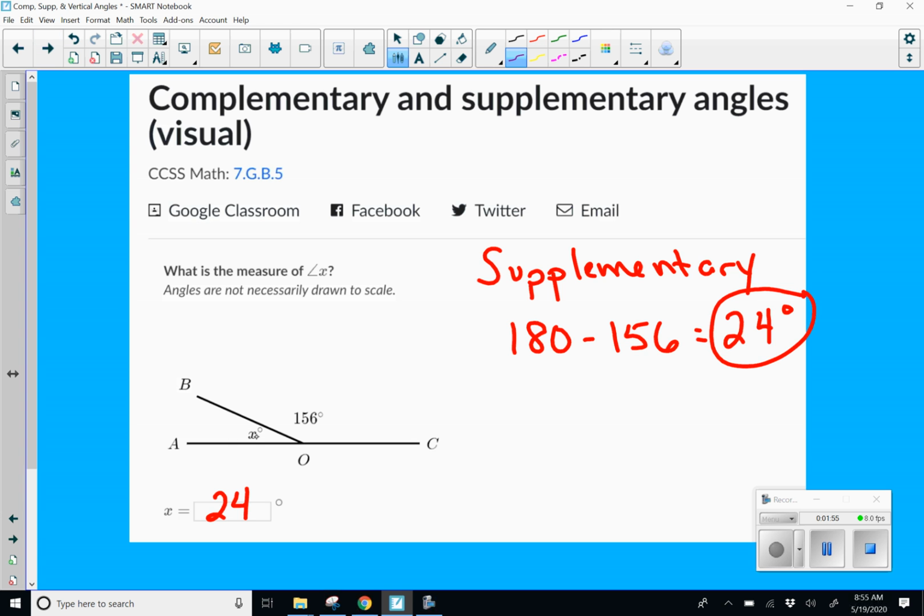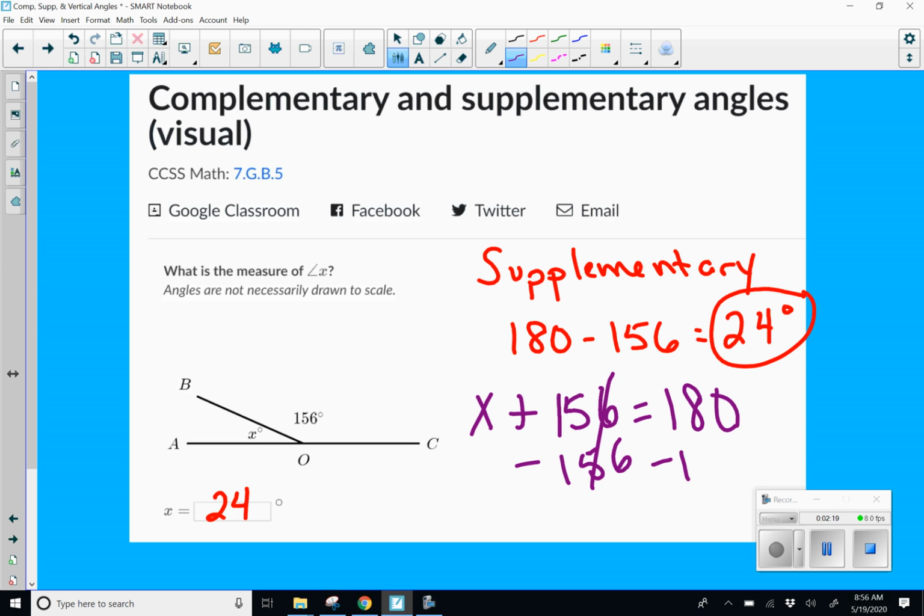Here I can see a straight line. So we have two angles that are supplementary to each other because they form a straight line together. One way you could do it is subtract 156 from 180, or if you want to set it up algebraically, you can do x plus 156 equals 180. And then to solve for x, you're just going to subtract 156 on both sides. That leaves you with x equals 24 degrees.